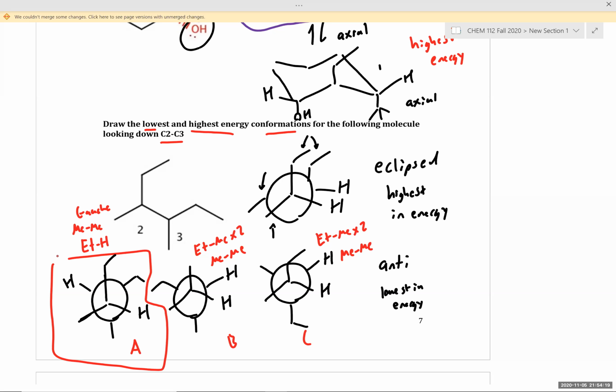Oh, whoops, sorry, this should be ethyl, ethyl, ethyl. There we go. So we have a methyl-methyl and ethyl-ethyl gauche interaction, but we have less total gauche interactions in structure A. Does that argument make sense to everyone? Does that clear things up? Yeah. So when in doubt, draw everything out just to double check.